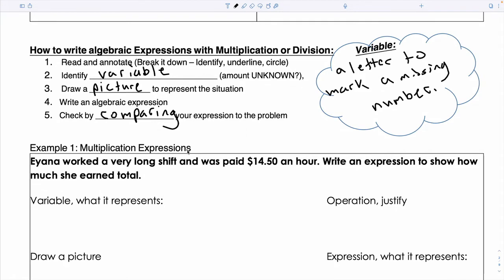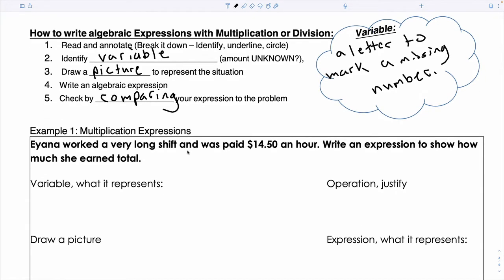Example number 1, Colton, read it for me, please. Colton, example 1, Iana. Iana works.